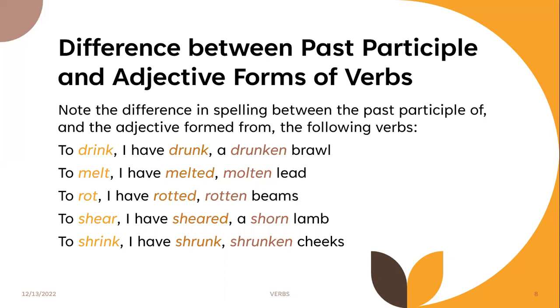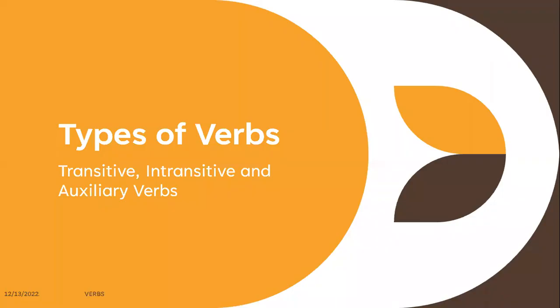So you have to drink, I have drunk, a drunken brawl. To rot, I have rotted, rotten beams. To shrink, I have shrunk, shrunken cheeks, right? Each of these words and many other verbs can be used in more than one context. They're still verbs, but they can have additional roles in a sentence. So with that being said, we'll talk about the types of verbs.